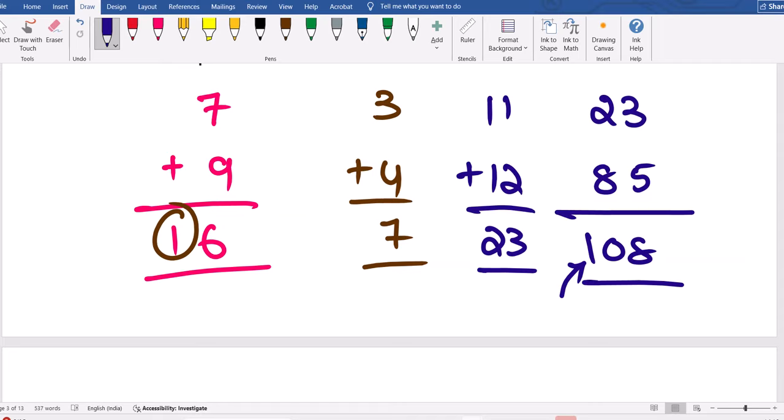When you add two two-digit numbers, if the result is a three-digit number, the leftmost place must be 1. You try any other examples also. The leftmost place in the three-digit number is definitely 1 only. This is very basic, but it is going to help you while solving the questions.